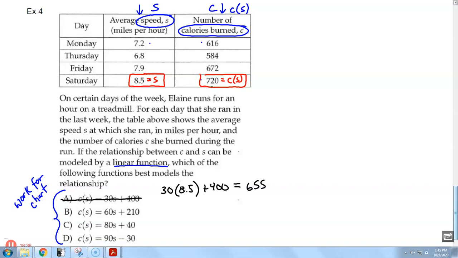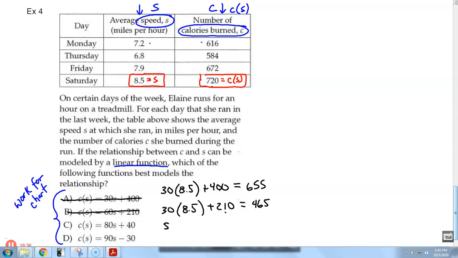So then I'd try it again. I'd try to plug it in the next one. And I'd say, hey, 30 times 8.5 plus 210. I honestly don't even have to put that one in the calculator because I'm only adding 210 instead of 400. So that one's going to be even smaller. It's going to be 190 smaller, which is 465. Not you. I'll try another one. Maybe I'll get lucky here.